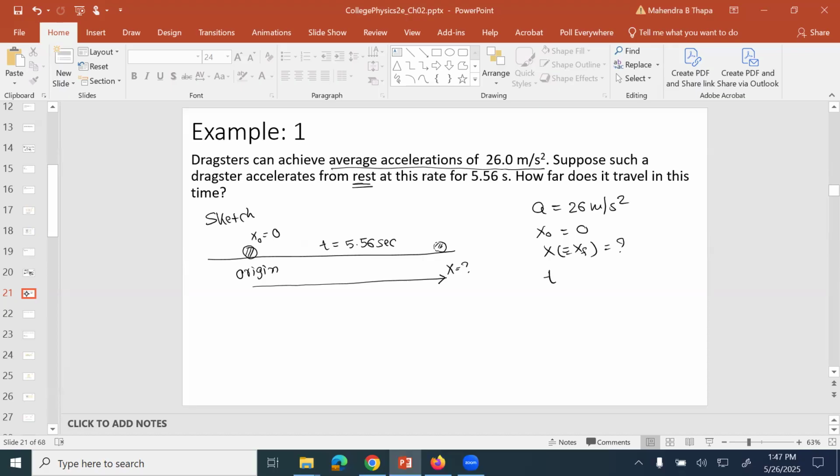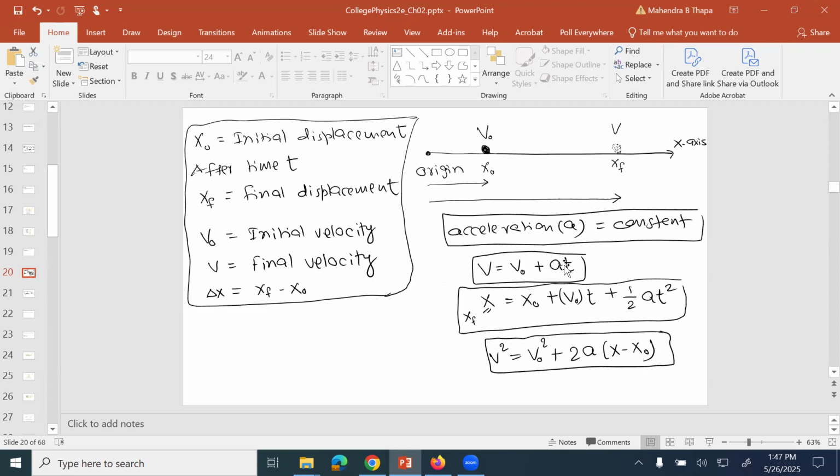They give you the time, 5.56 seconds. And what else? Start from rest. So v initial will be 0. Now let's see which equation we can use to solve this problem. If you look at the set of equations, I believe this second equation may be useful. The third one may not be useful because we don't know what v final is. Okay, so let's start with that.